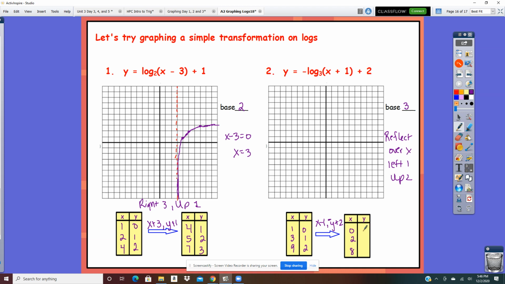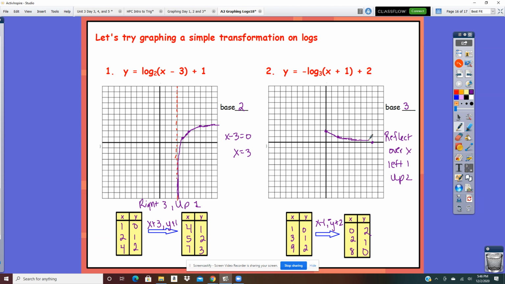So negative 0 is just 0 plus 2. And then negative 1 plus 2 is 1. And negative 2 plus 2 is 0. So here are my coordinates: 0, 2, 2, 1, and 8, 0. Okay, so here you can see the graph is going to go this way.